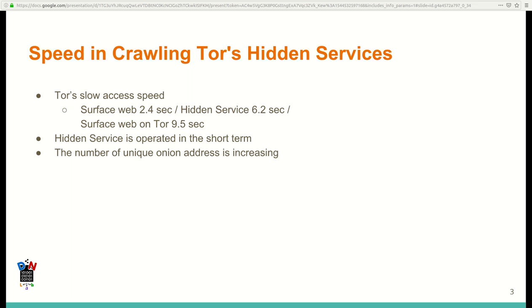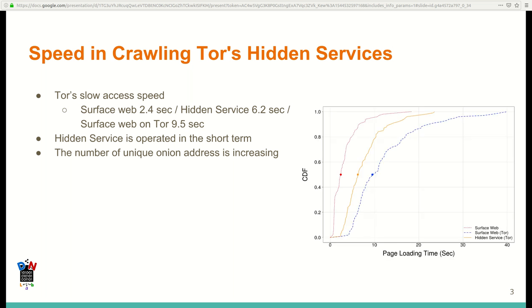There are some difficulties in crawling Tor's hidden service. First, Tor's slow access speed. The red line on the graph is page loading time about Surface Web. The yellow line on the graph is page loading time about hidden service on Tor. It is 2.5 times slower than Surface Web. We can see also that the blue line of the graph, the case of the Surface Web using Tor, is 4 times slower than not using Tor.